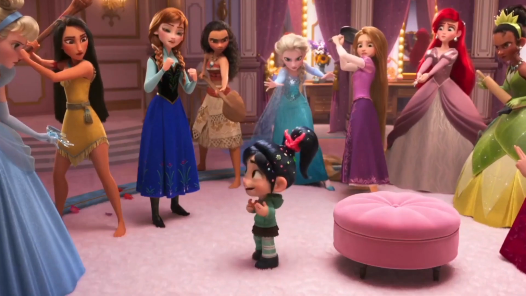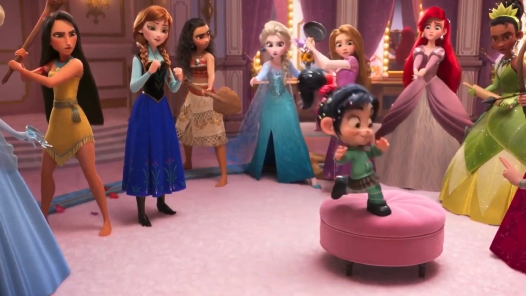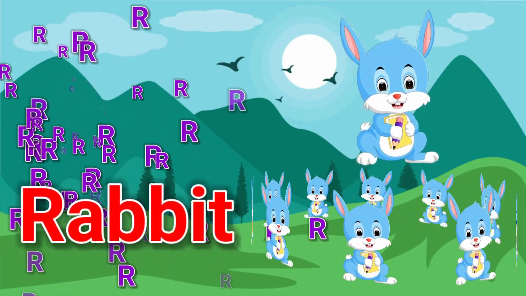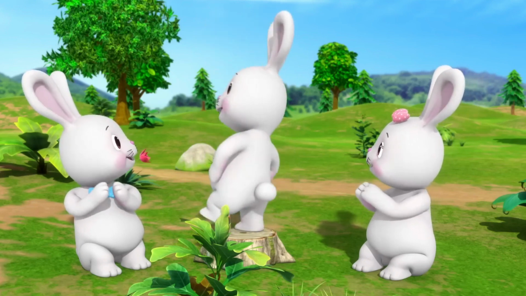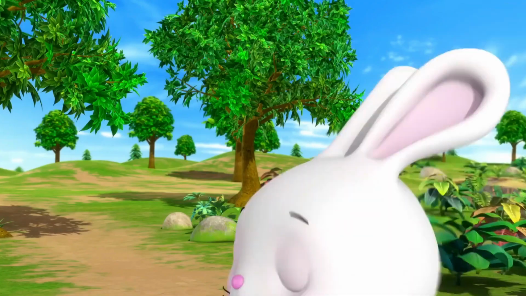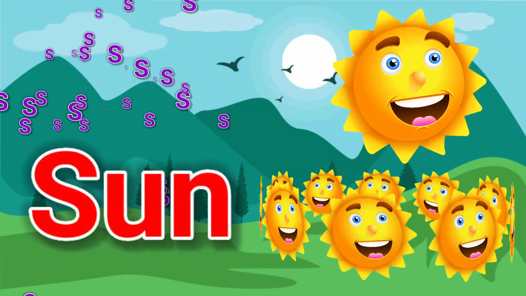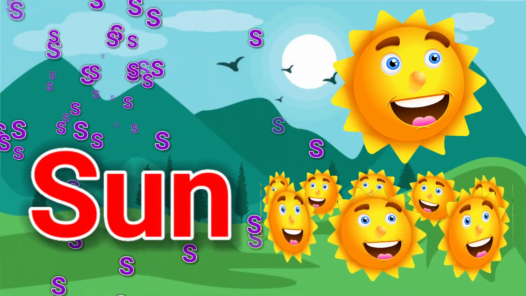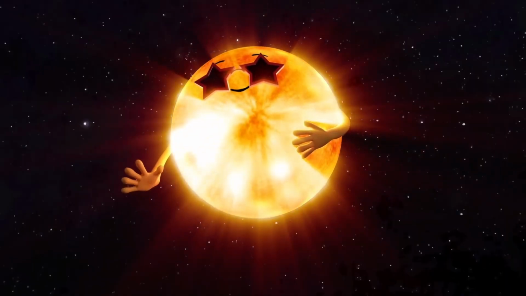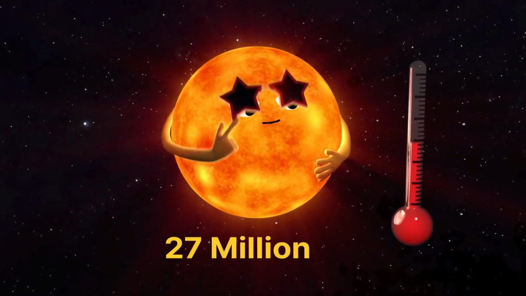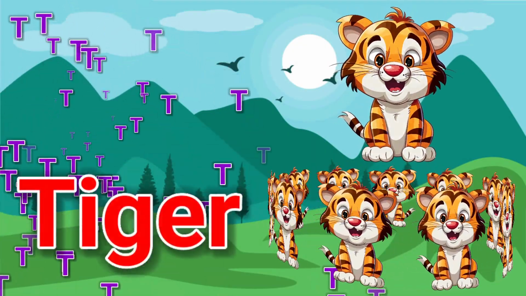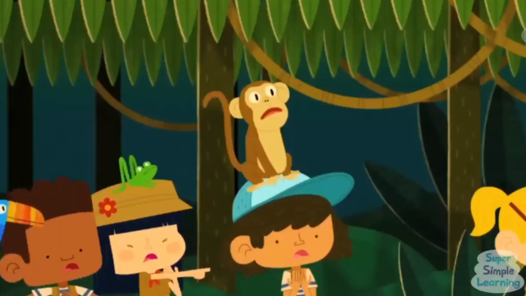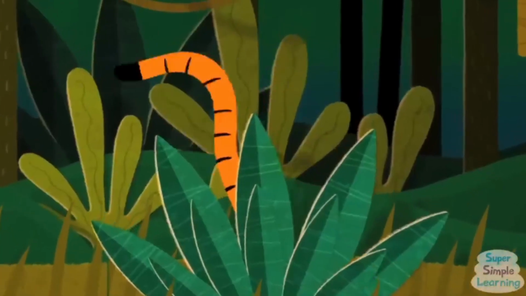Princess Vanellope von Schweetz of the Sugar Rush. R is for rabbit. I'm joking, laughing and giggling, funny. S is for sun. Very bright. T is for tiger. It's a tiger!